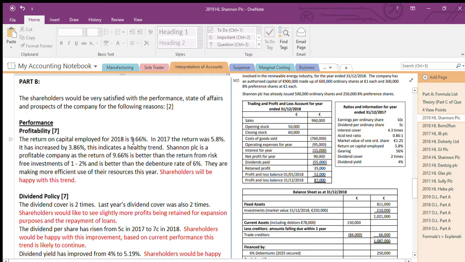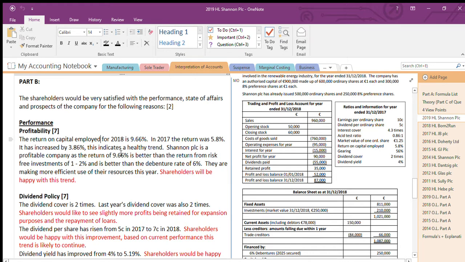The formula is net profit divided by capital employed multiplied by 100 over 1. This year it's 9.66%. Last year it was 5.8%. So what does that mean? It's increased by 3.86%. This indicates a healthy trend, which is obviously a good thing. The return on capital employed, the profit you'll make from investing in the business, was 5.8% last year and 9.66% this year. It's an increase of 3.86%. This indicates a healthy trend.